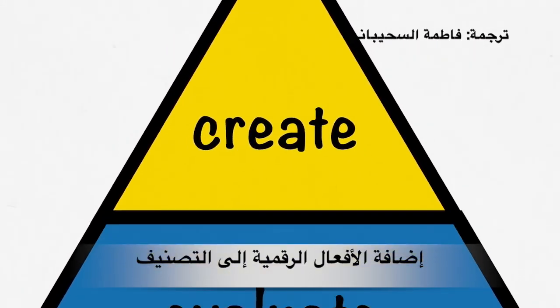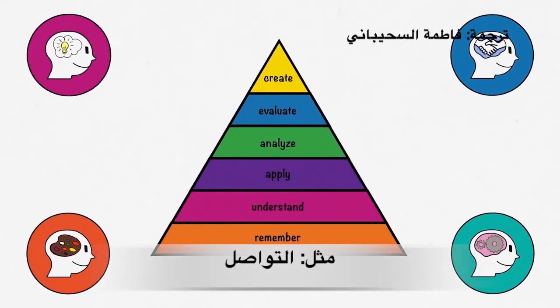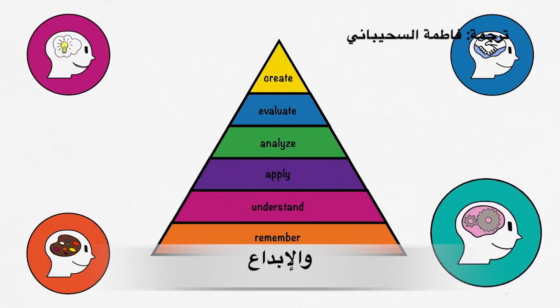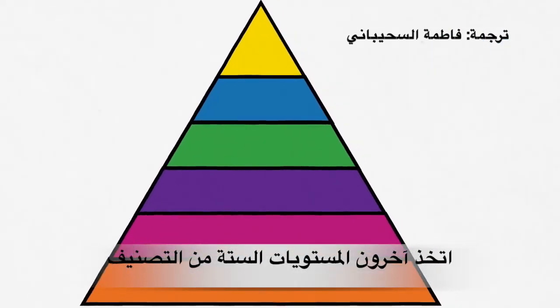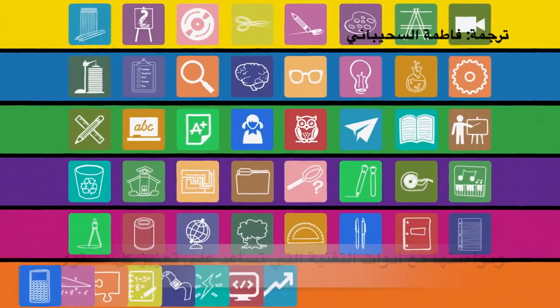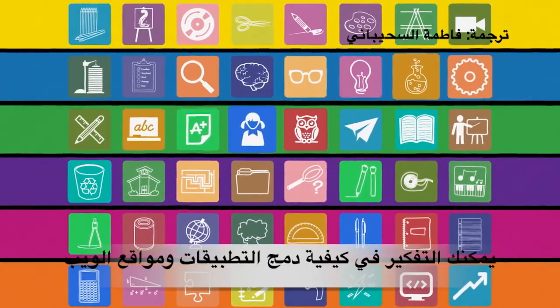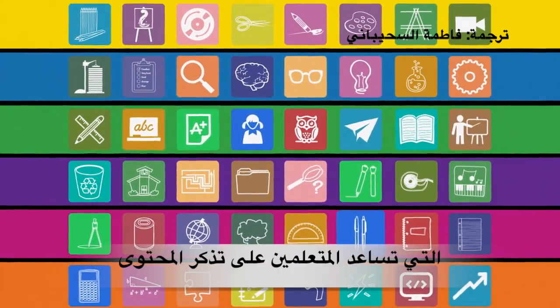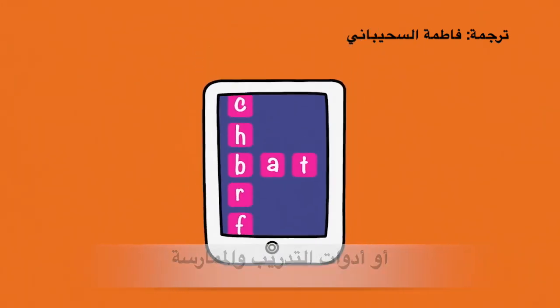Adding digital verbs to the taxonomy also promotes 21st century skills like communication, collaboration, creativity, and critical thinking. Others have taken the 6 levels of the taxonomy and aligned them with technology tools that help foster each level. For example, as a teacher, you can think about how to integrate apps and websites that help students remember content, like flashcards or drill and practice tools.